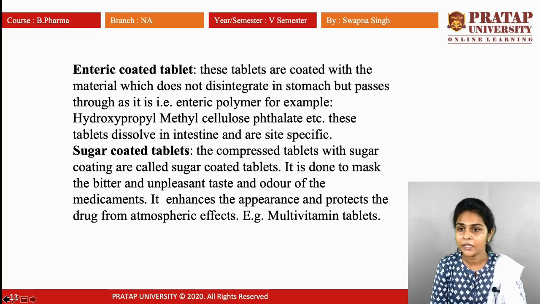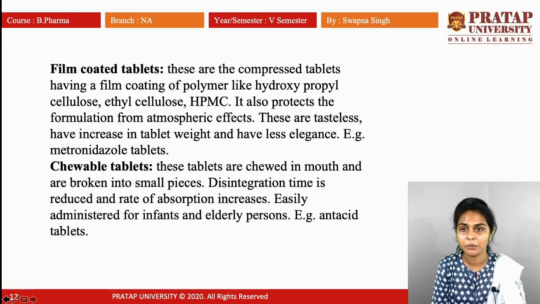Next is sugar coated tablets. Sugar coated tablets are simple compressed tablets again with sugar coating. These are called sugar coated tablets. It is done to mask the bitter and unpleasant taste and odor of the medicaments. It enhances the appearance and protects the drug from atmospheric effect. For example, if you have different types of drugs which have a bitter taste or unpleasant odor, you can mask it by coating with sugar. So this is called sugar coated tablet. For example, multivitamin tablets.